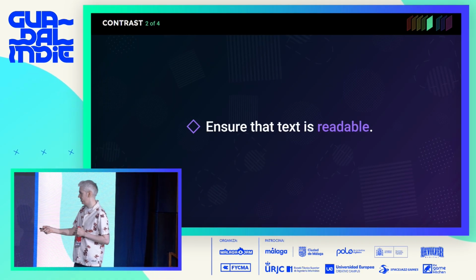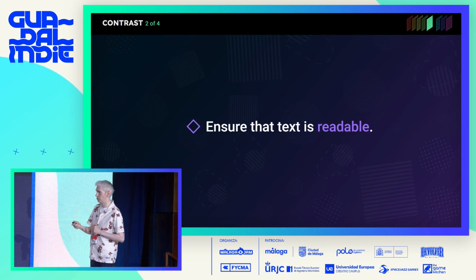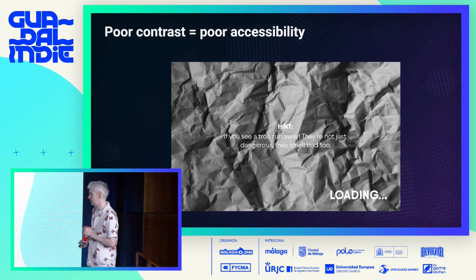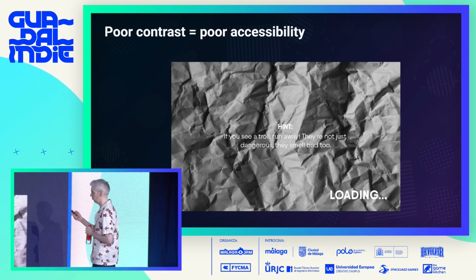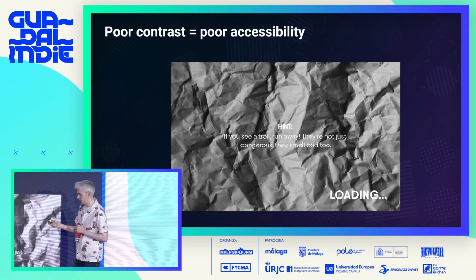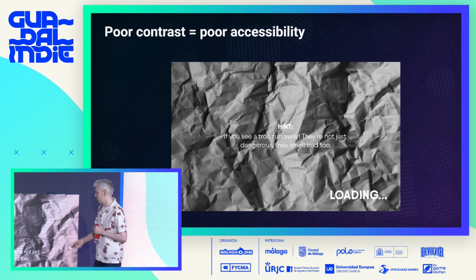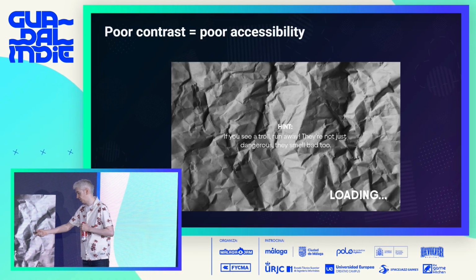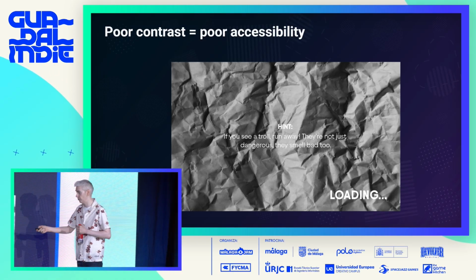Ensure that text is readable. So again, going back to typography, where the readability of the text is incredibly important for accessibility. Poor contrast is also poor accessibility. So if you have a background here, like a piece of paper, and you have some text on top of it, if you've done nothing to that paper, the chances are you're not going to be able to read that text. It's just going to blend into the background.